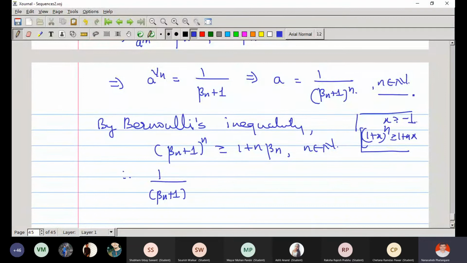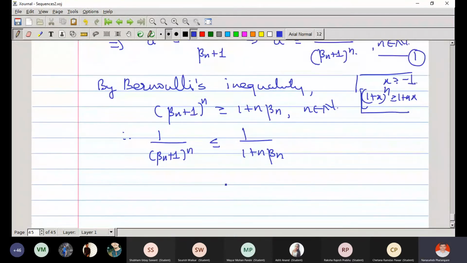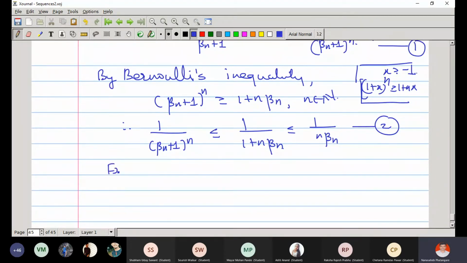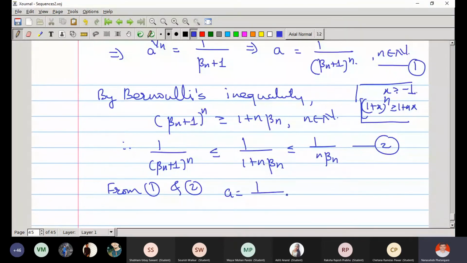Therefore, 1 upon beta n plus 1 raised to n is less than or equal to 1 upon 1 plus n beta n. Let us call this expression 1. Then, is it less than 1 upon n beta n? Let us call it expression 2. Then from 1 and 2, a is equal to 1 upon 1 plus beta n raised to n. But by 2, it is less than or equal to 1 upon n beta n. Right?